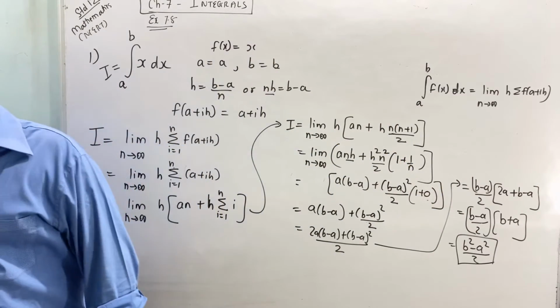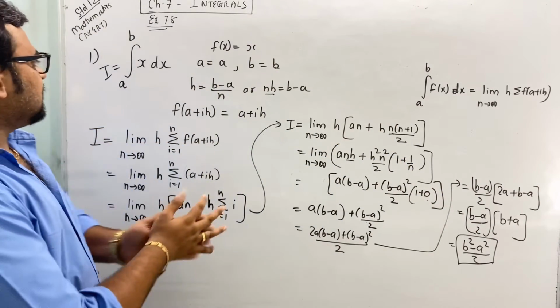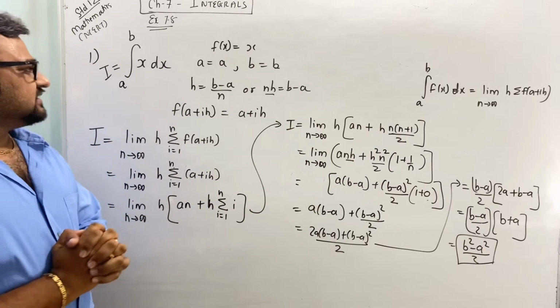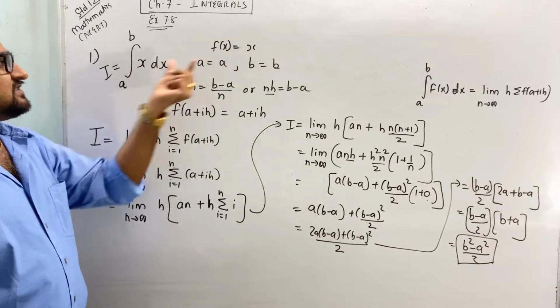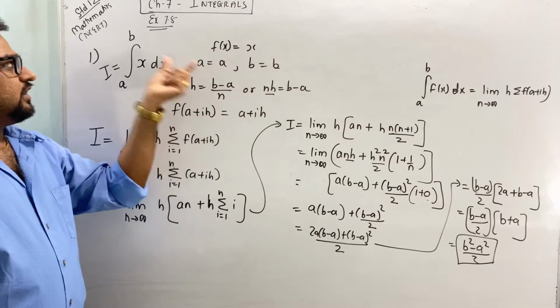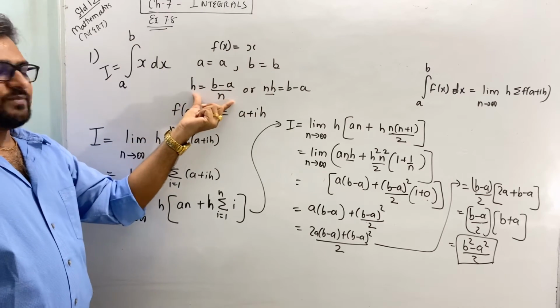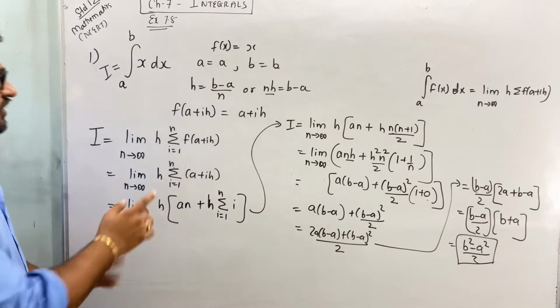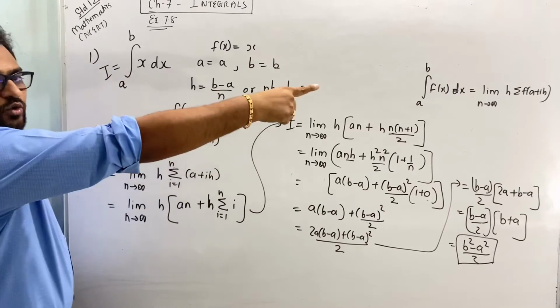Okay, so this was about question number 1. And repeating once again, see what I had done. I had taken f(x) equal to x, a equal to a, b equal to b, h equal to (b minus a) by n, or nh equals b minus a. Clear? So now f of a plus ih, I want that.